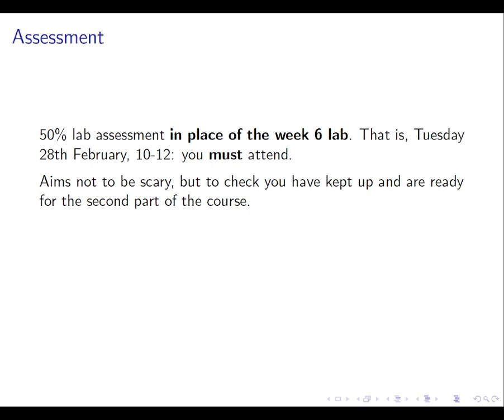And so I decided to put this midterm assessment in just as a kind of gatepost, a reminder to people that they really needed to be thoroughly fluent with these basic skills so that we can then go on and build on them in the second half of the course. So provided you have kept up, this will not be scary.